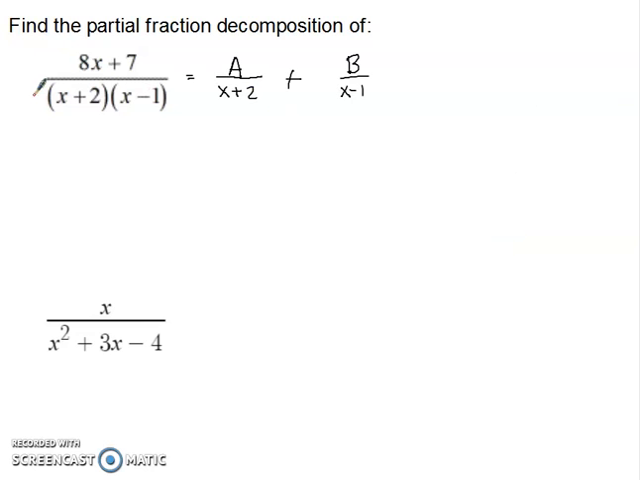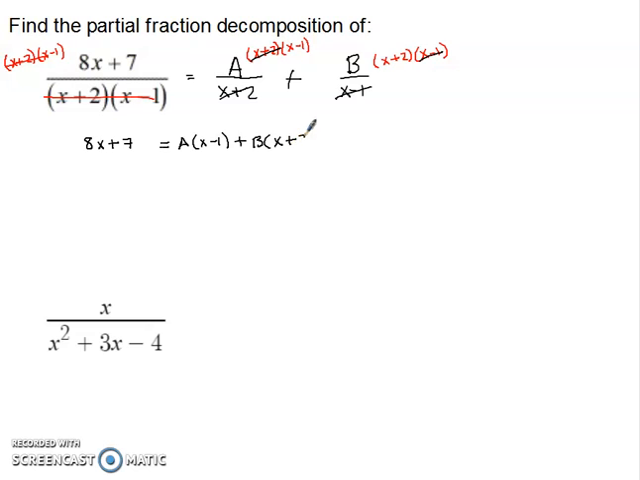Now to solve for a and b, I'm going to eliminate all my fractions by multiplying everything by the LCD. And then I'm going to match coefficients from terms on the left to terms on the right. So on the left, I multiply by x plus 2 times x minus 1. And on the right, I have to multiply everything by x plus 2, x minus 1. On the left, the entire numerator and denominator cancel, so I've got 8x plus 7. And on the right, the x plus 2's cancel, leaving me with a times x minus 1, plus, and then for b, the x minus 1's cancel, leaving me with b times x plus 2.